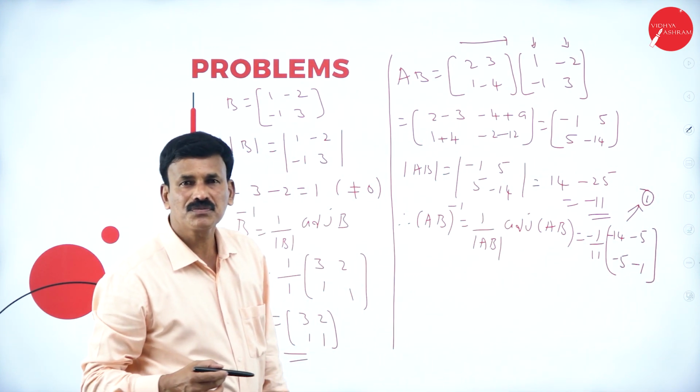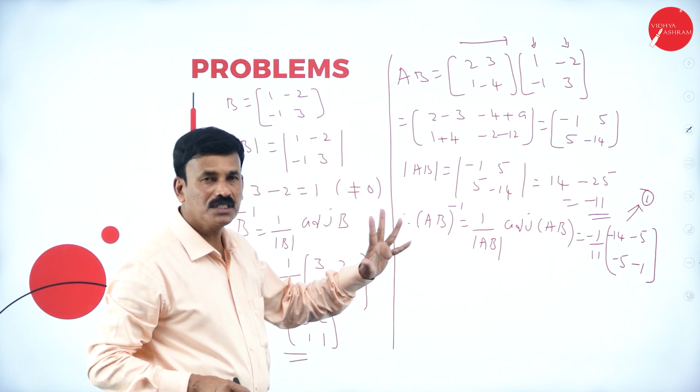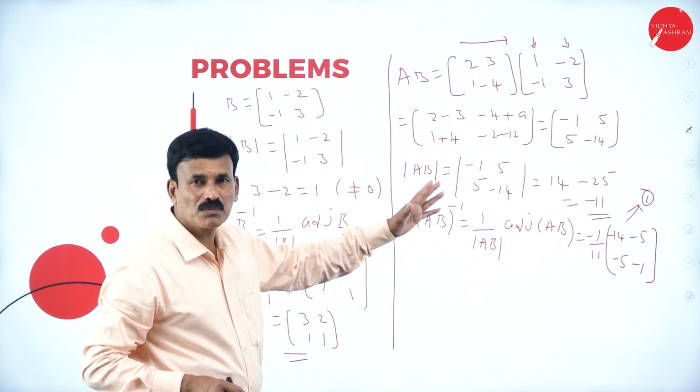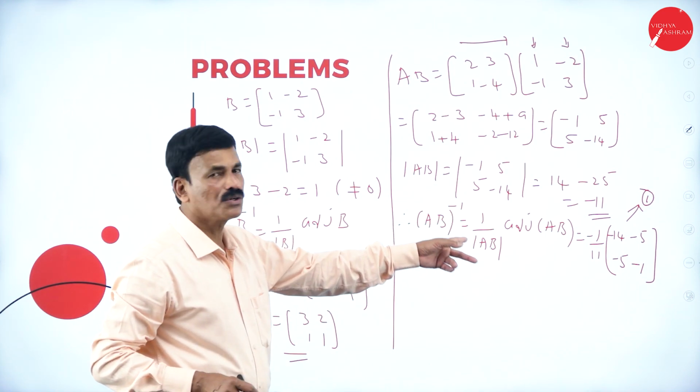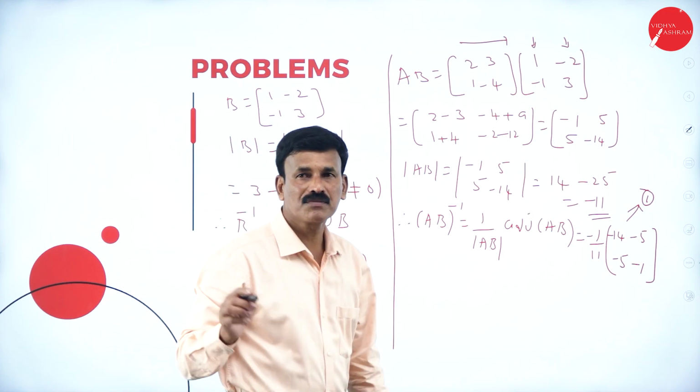This is how we are going to find AB inverse. After finding A inverse and B inverse, find AB first, using usual matrix multiplication. AB inverse is equal to 1 over determinant of AB into adjoint of AB. Let us call this equation number 1.